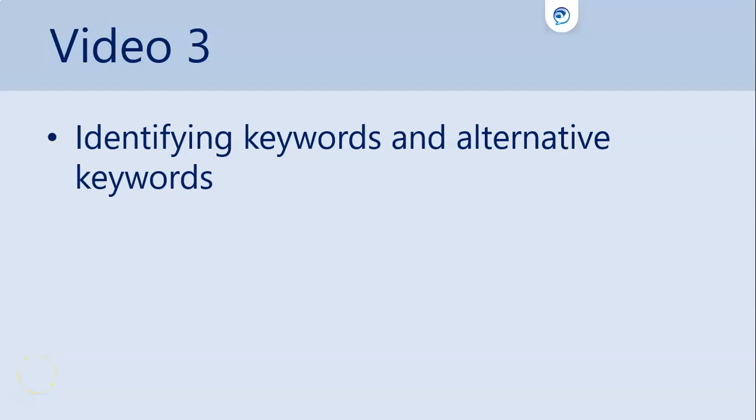Welcome back to this third video in the series. In the last video, we looked at the search cycle and the different stages you need to work through in order to do a comprehensive literature search. In this video, we'll look at the start of that search cycle, identifying your keywords and alternative keywords.